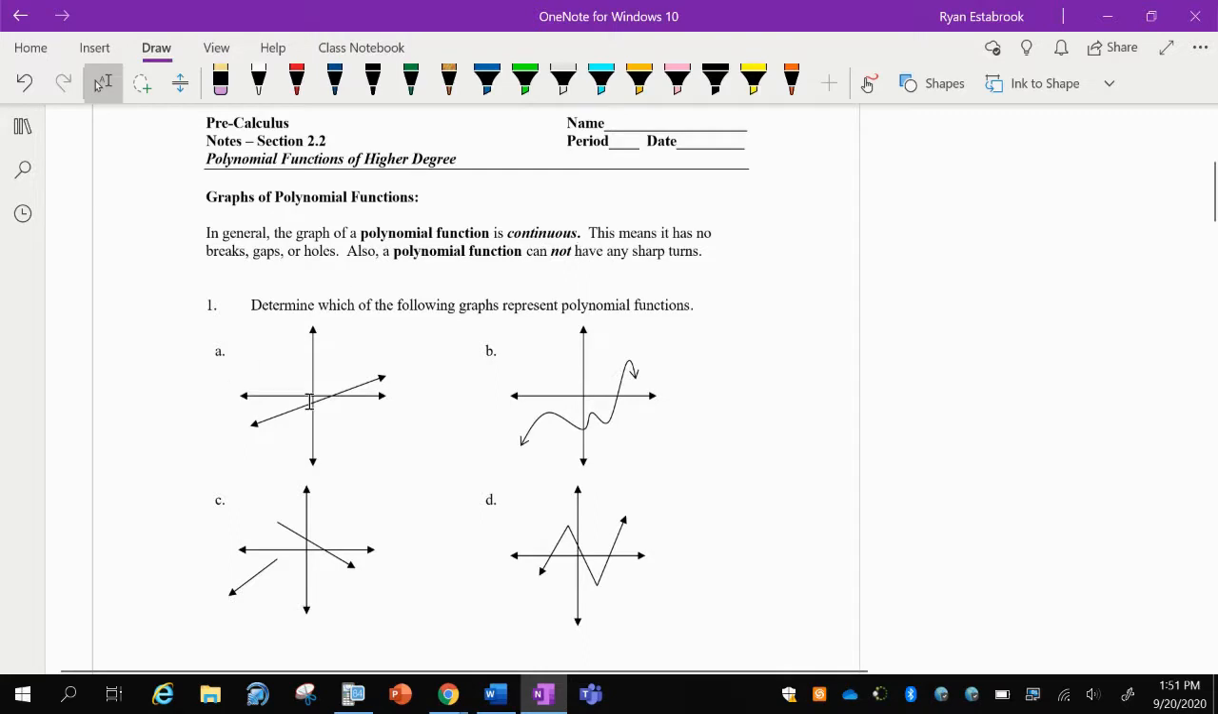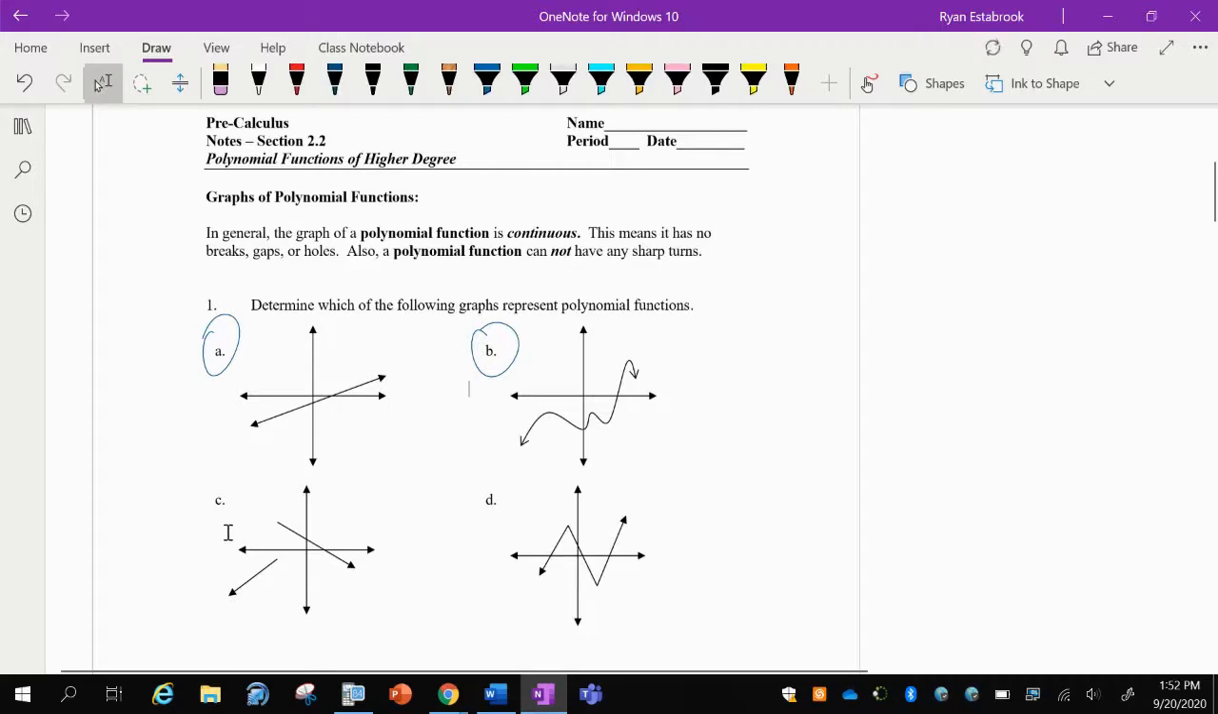So as I look at number one, first of all, yes, it's continuous. I don't see any big turns. So letter A, yes, that is going to be a polynomial. Letter B, once again, it is continuous. That is great. There are not any sharp turns. All of them are rounded. So once again, polynomial, yes, it could represent a polynomial.